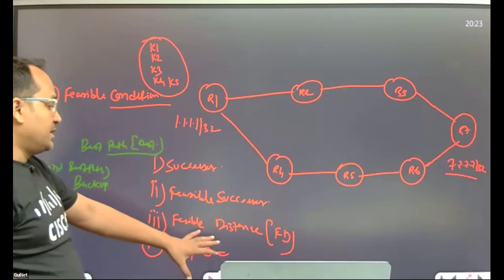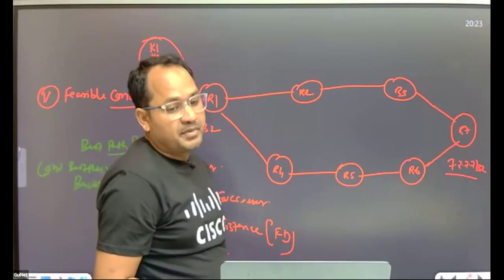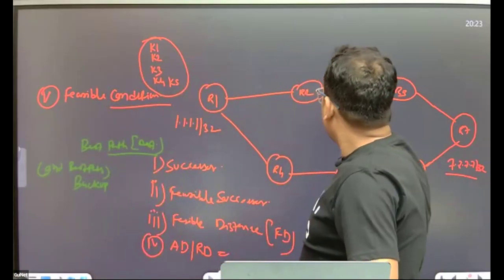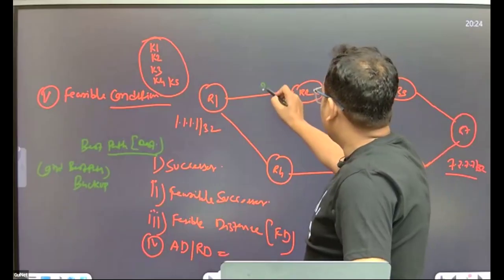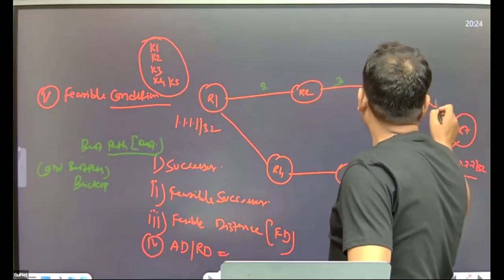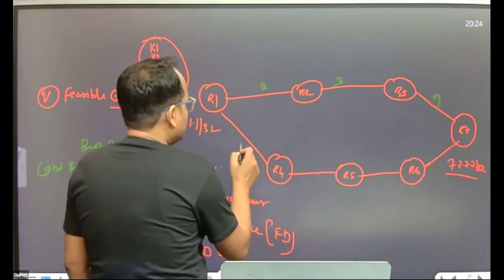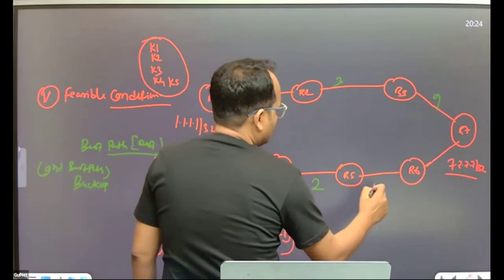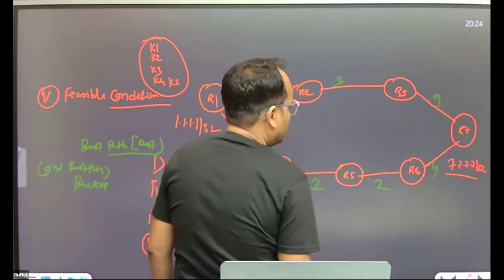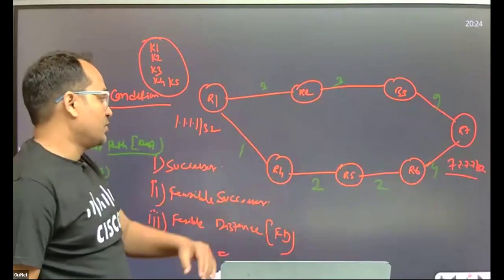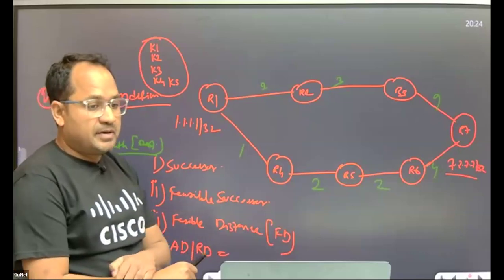Now we'll discuss the feasible distance and advertised distance later. But let's understand, if I want to go from here to here, this cost is 2, this is 3, this is 9, and on this path, let's suppose the cost is 1, 2, 2, 4. So which path cost is higher and which path cost is lower? Can you guys tell me?